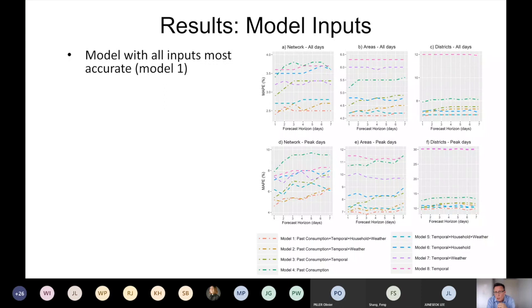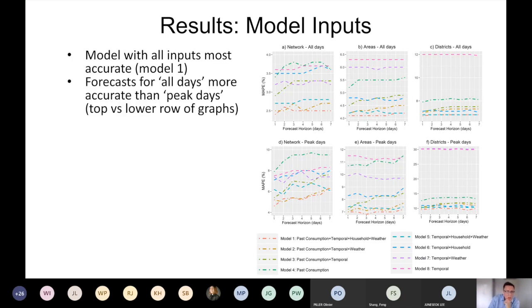The top row shows the predictions for all days of data, so basically, average consumption. And then the lower row represents the forecast for peak days. And you can see basically the network, areas and districts, again, different household groupings. The other interesting insight was that the forecast for all days, unsurprisingly, was more accurate than for peak days. So you can see this if you compare the top and lower graphs, probably because the job is a little bit easier and there was a bit more data for the all days case.